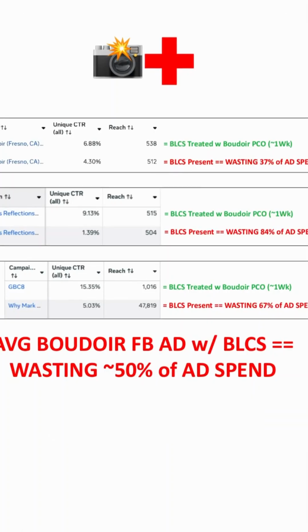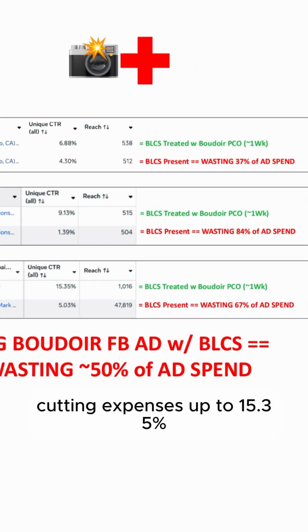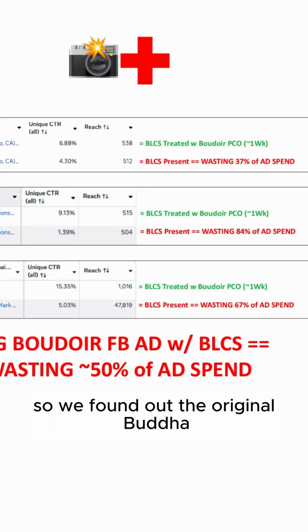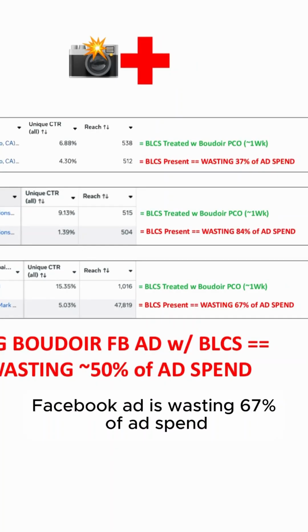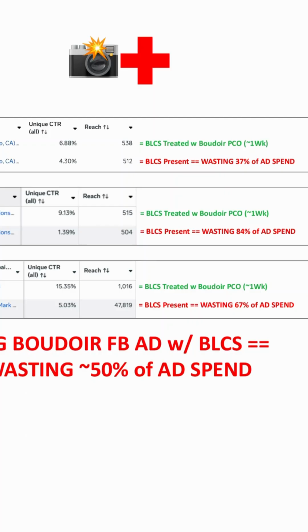And we got the unique CTRL up to 15.35%. So we found out the original Boudoir Facebook ad was wasting 67% of ad spend. And it's wasting 67% of ad spend.